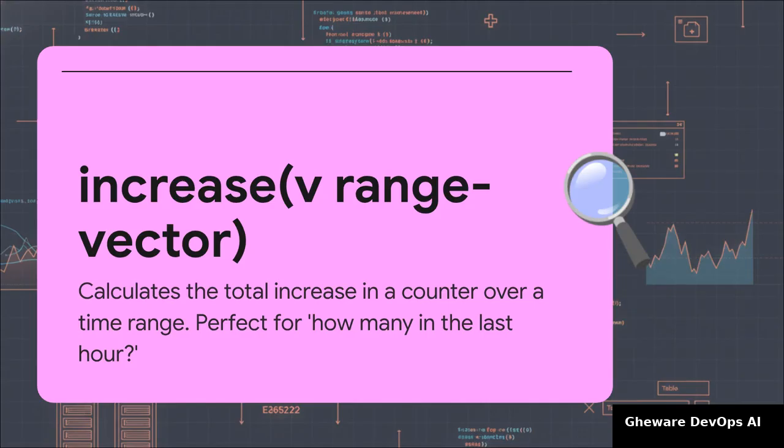Next up, we have increase. Think of it as the cousin of rate. While rate gives you that nice per second average, increase gives you the total raw jump over that time window. It's absolutely perfect for answering questions like, hey, how many total requests did we serve in the last hour? It's great for reports and summaries.